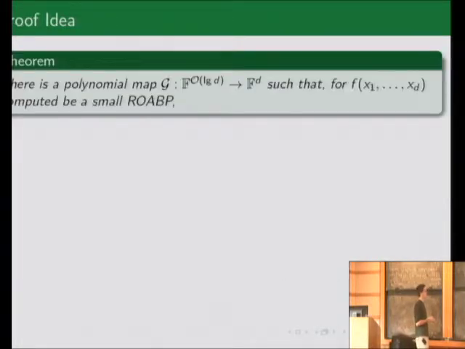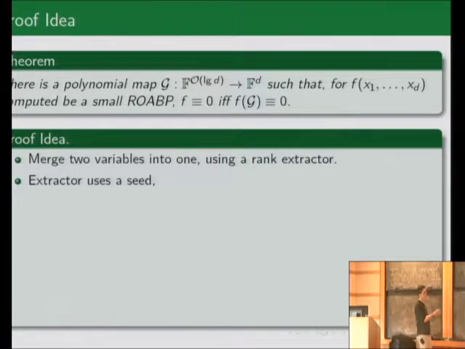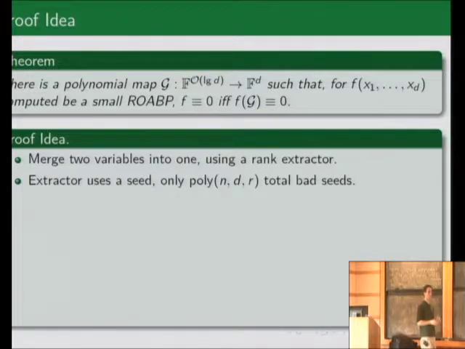All right, so now I want to tell the proof idea. The main thing is how to merge two variables into one. You have x and y, and I want to replace x and y with one variable z. The main question is how do you do that? We're going to use a rank extractor, and I'll show you how. The way we do this uses a seed, and there's only a small number of bad values for this seed.